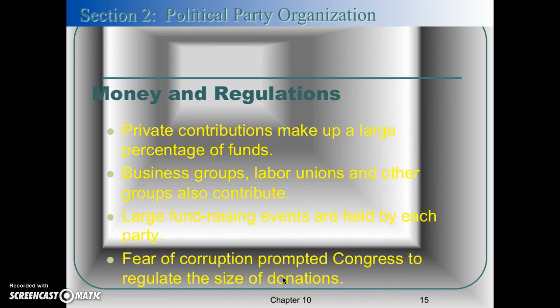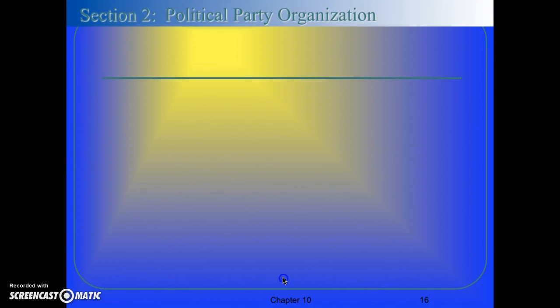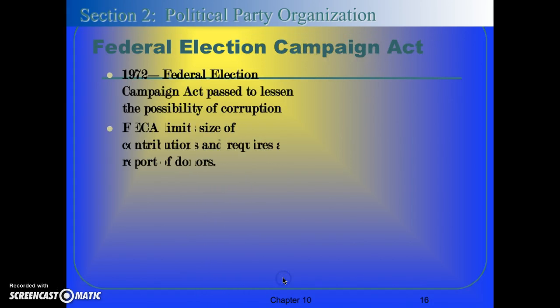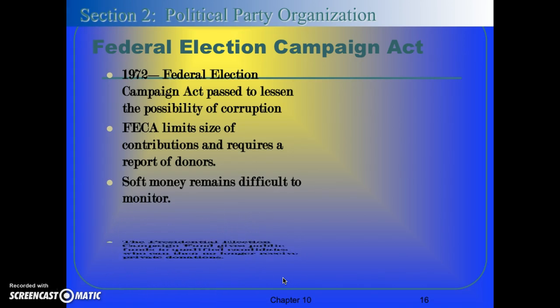And then fear of corruption has prompted Congress to regulate the size of donations. People used to be able to donate however much they wanted to, and what would happen then is, if a candidate wins an election and there's some individual or group that has donated a large sum of money to them, they're probably going to give that person or their company or group some special favors, just as a way of saying thank you for that large sum of money that you gave them.